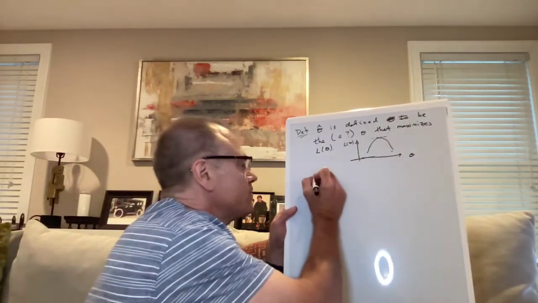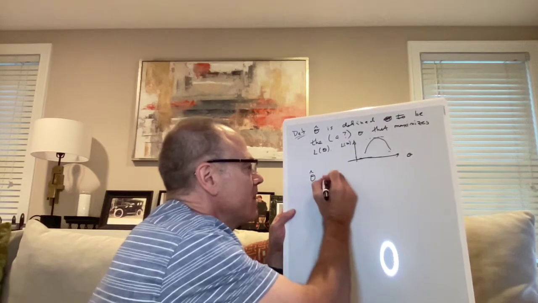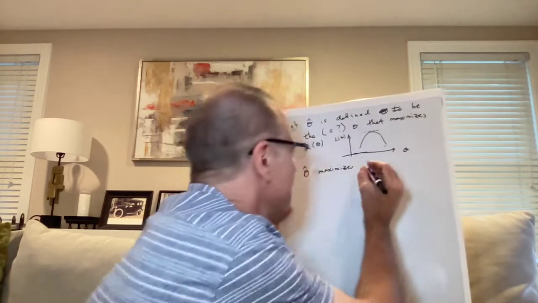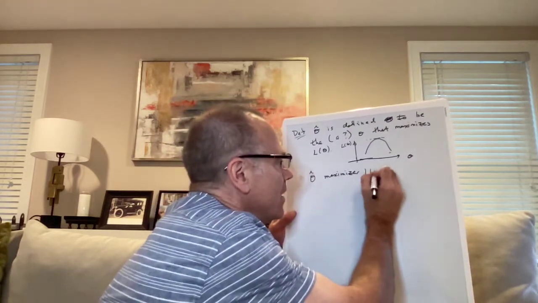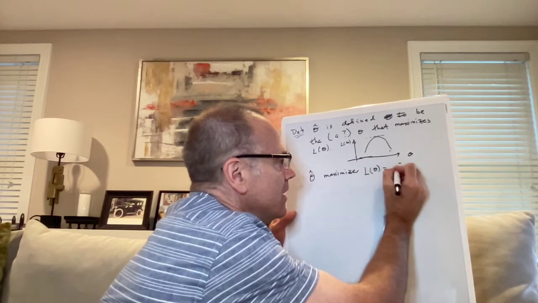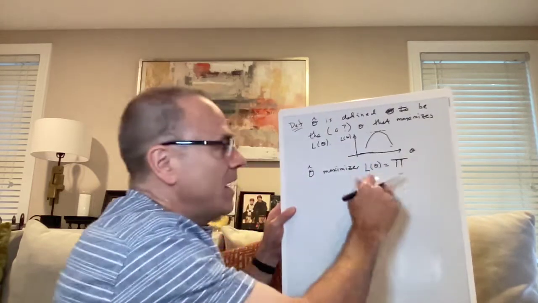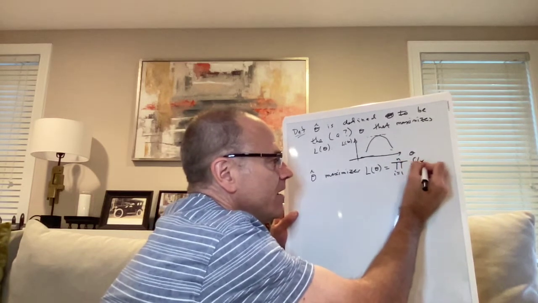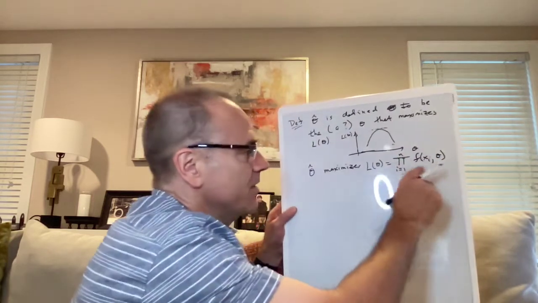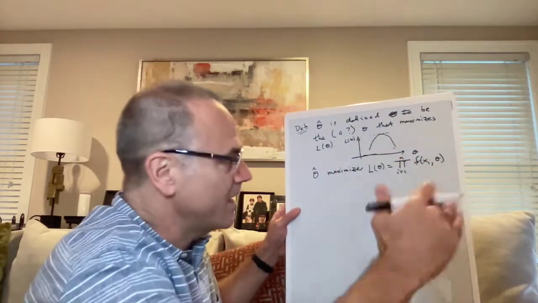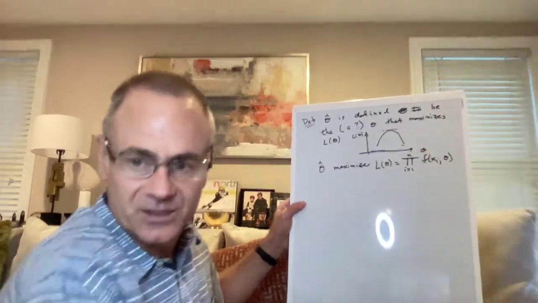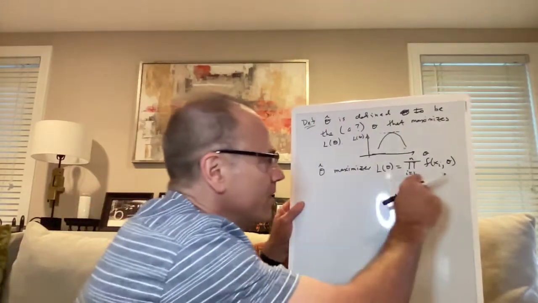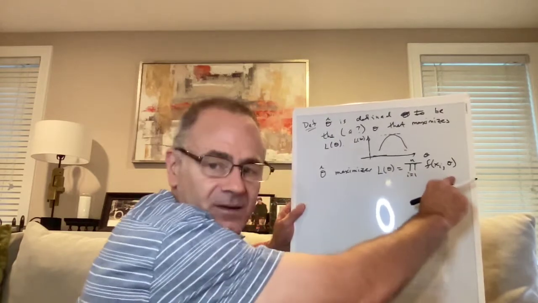That means theta hat maximizes L of theta, which equals big pi, the product, i equals 1 to n of f of x_i, theta. So that was just f of x1, theta times f of x2, theta, f of x3, and so on, okay? Theta hat maximizes L, and L is defined to be that function.